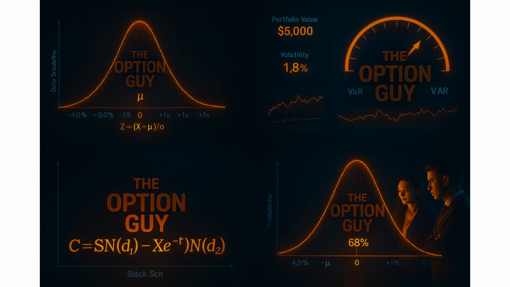For example, an options trader estimating the price of a call option uses the bell curve to determine how likely it is that the stock will end above the strike price. Whether you're managing a hedge fund or analyzing risk as an FRM candidate, this curve defines how professionals interpret uncertainty.